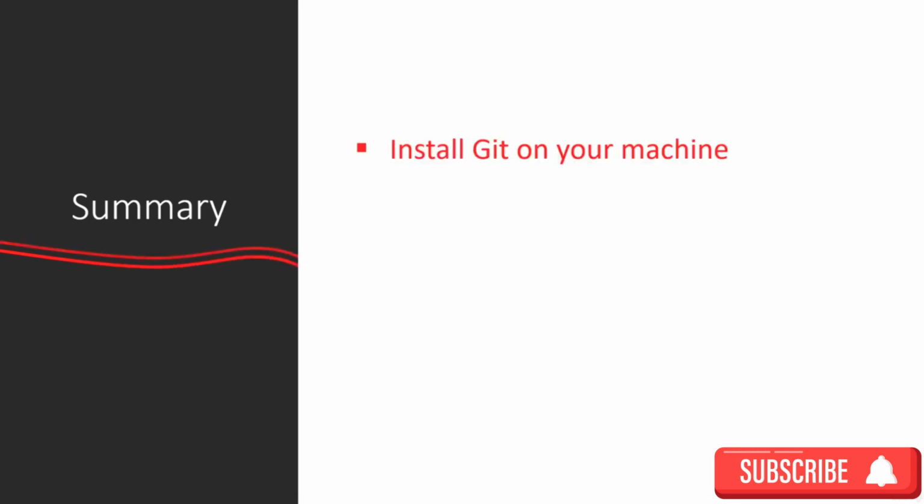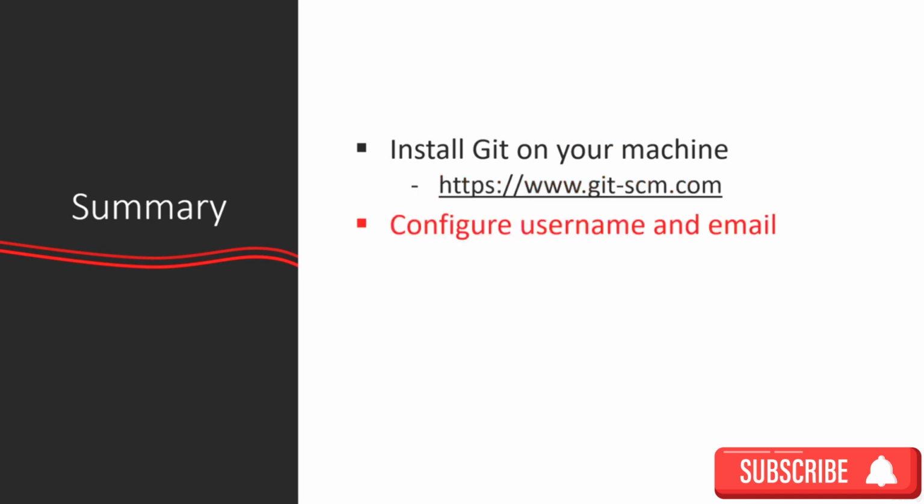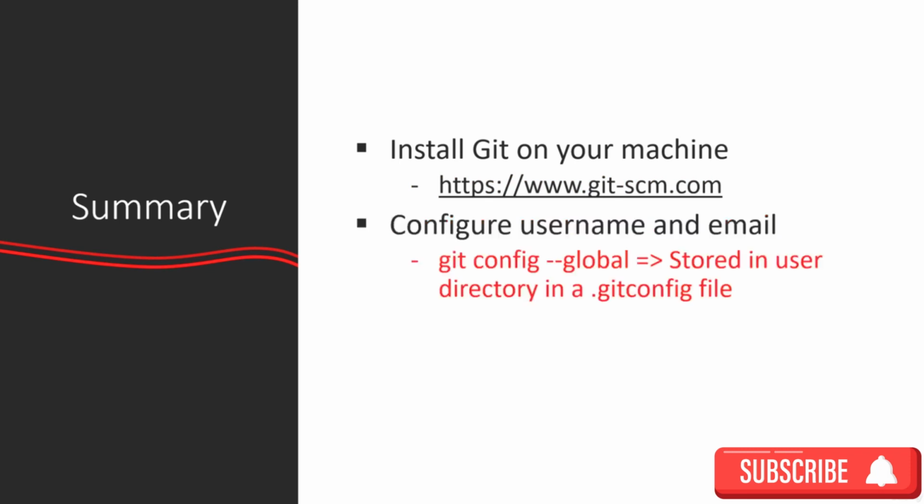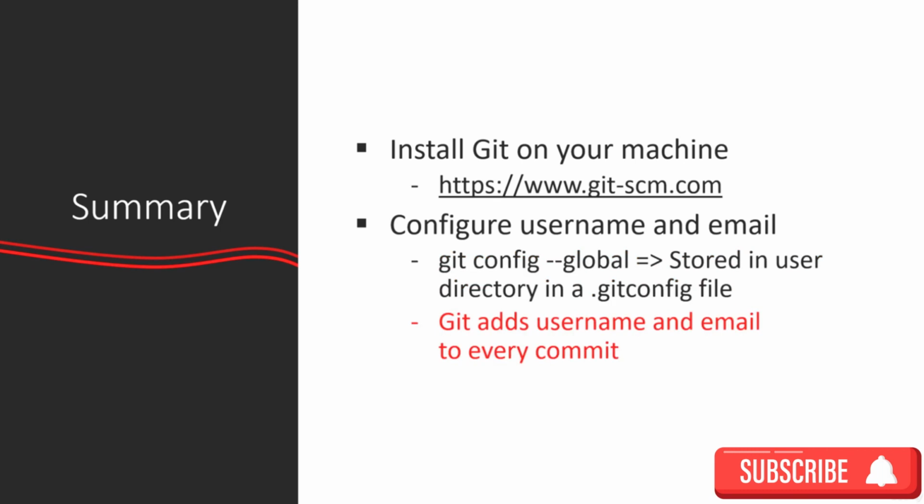You learned in this lesson how to install Git on your machine. I showed you that you can download Git for your operating system from git-scm.com. In the last clip, you learned how to configure your username and your email with Git. You used the global parameter, which means that this configuration is stored in your user directory in a git config file. Git will add the configured username and email to every commit that you create.